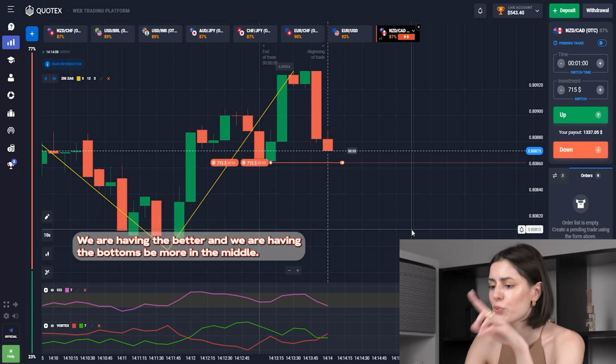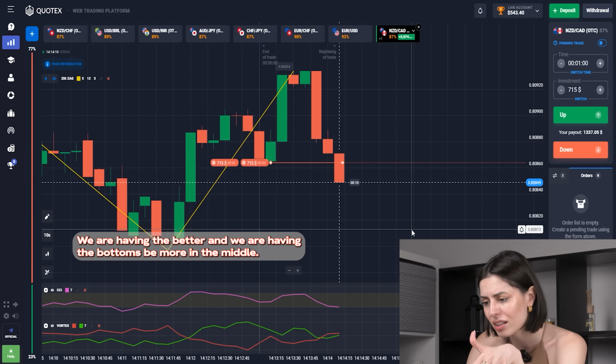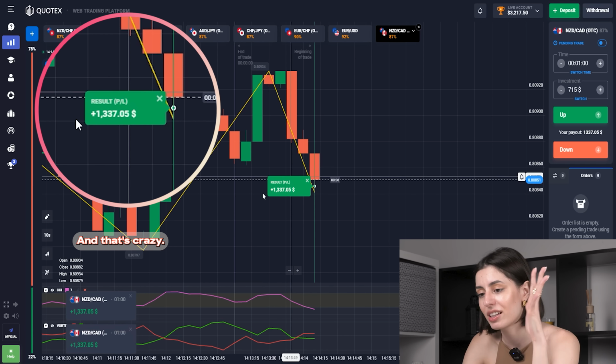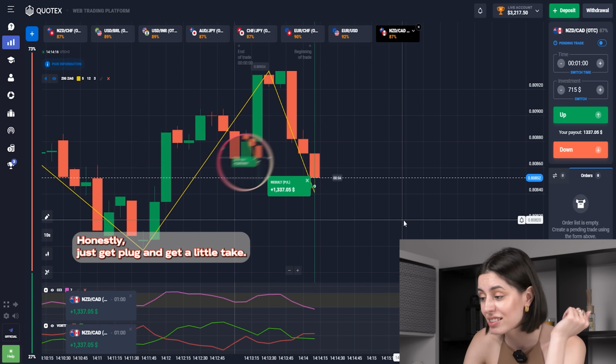We are having the patterns. We were in the middle. We were in the plateau or just in the middle of this upward trend, and that's crazy. Just got lost. Honestly, just got lost. I'm getting a little bit sick, so maybe that's my brain just swimming right there.